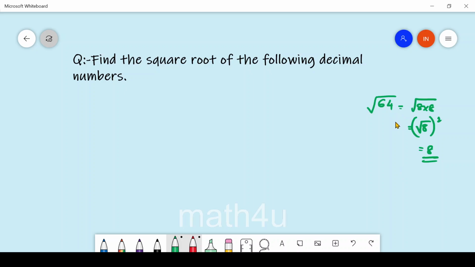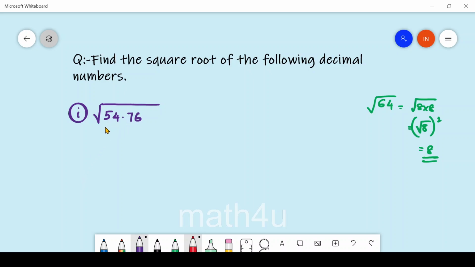But how can we find the square root of a decimal number? Today I'm going to explain how we can find the square root of a decimal number. This is a trick. If you understand the concept, you can do it very easily. So the first question is to find the root of 54.76.